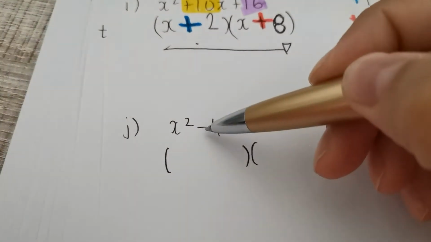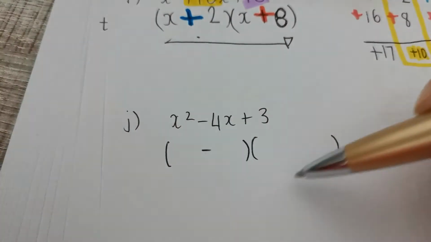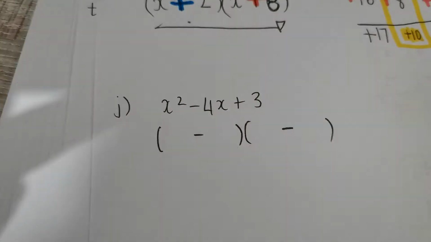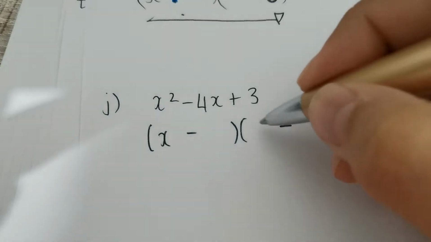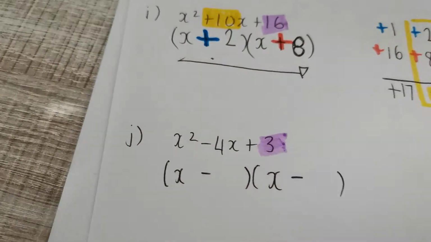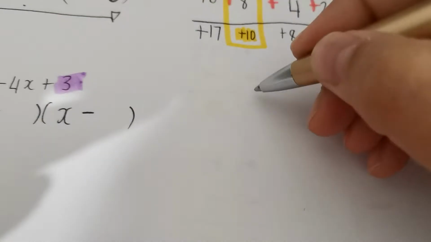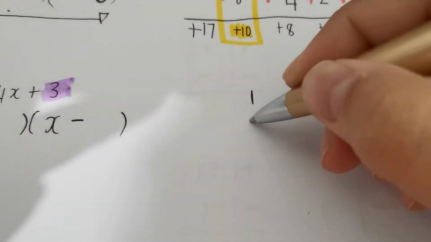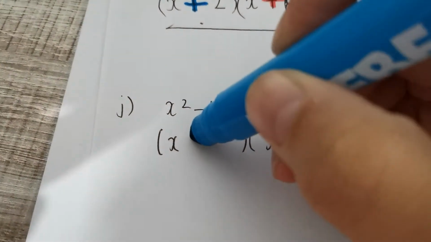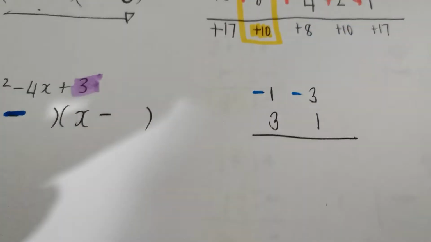Alright. Bring down the negative. Negative times what gives me positive? Negative. Negative and negative gives me a positive. X over there, X over there. There we go. Factors of 3. Easy one. 1 and 3. Reverse, 3 and 1. Okay.